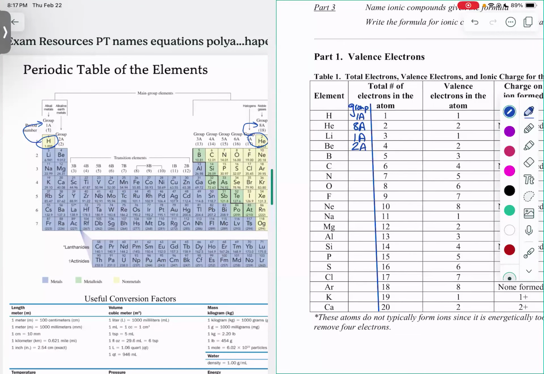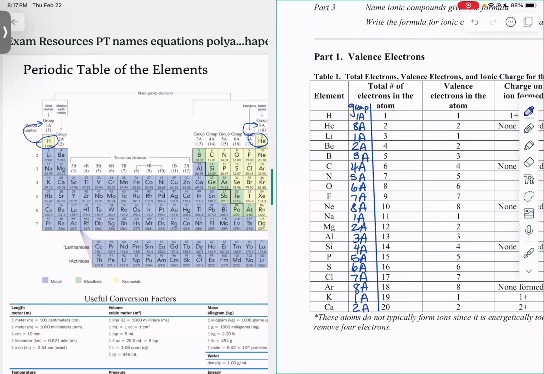1A, 2A, 3A, 4A, 5A, and what you'll see is we're all in the main group elements. 6A, 7A, and then it's going to start over. So we get 8A, and then we start over and go to 1A, 2A, 3A, 4A, 5A, and because they're all A's, they're all main group elements. 7A, 7A, 8A, 1A, 2A.